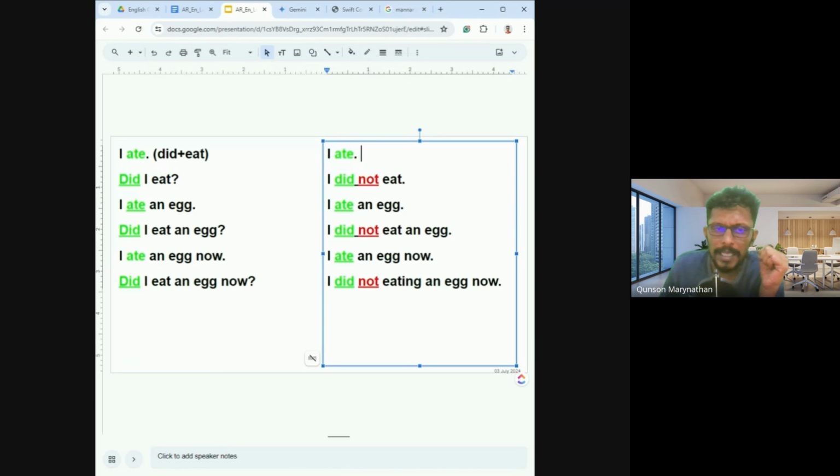Okay, this is I ate. This is a statement. If I want to make it a negative statement, like I told you, inside the word ate, there are two words, did plus eat, right? So if I want to make a negative, I have to put a not next to the auxiliary verb. Here, this is the auxiliary verb, did. So I have to put a not there. So if I put a not here, this will become did not eat. Okay, it's not did not ate, because if you separate it, it becomes did and eat.